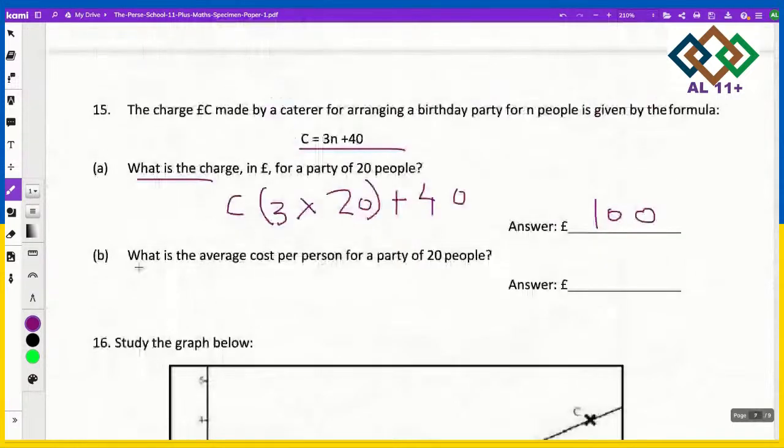So now they're asking you what is the average cost per person in a party of 20 people. To find that, you have to divide 100, what you got in the previous question, by 20. 0 to 0, gone. 10 divided by 2 is 5. So your answer is 5 for this one.